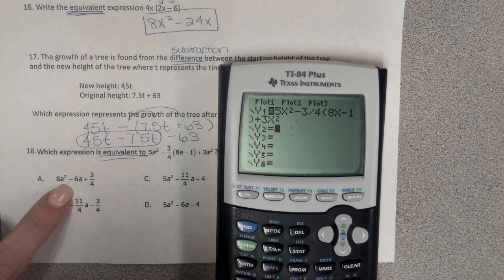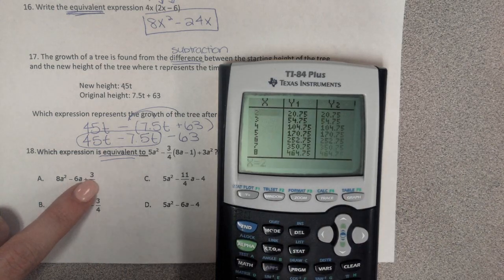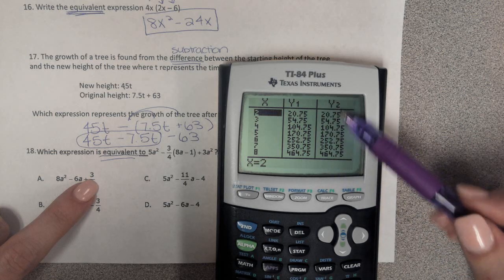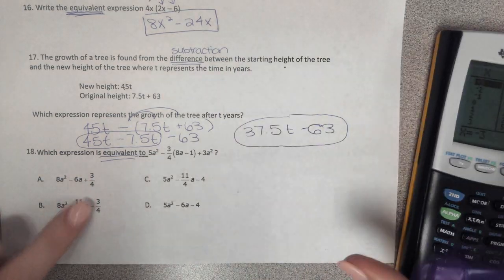Okay, let's try our answer choices. 8x squared minus 6x plus 3 divided by 4. Those are exactly the same. Yep, that's your answer right there.